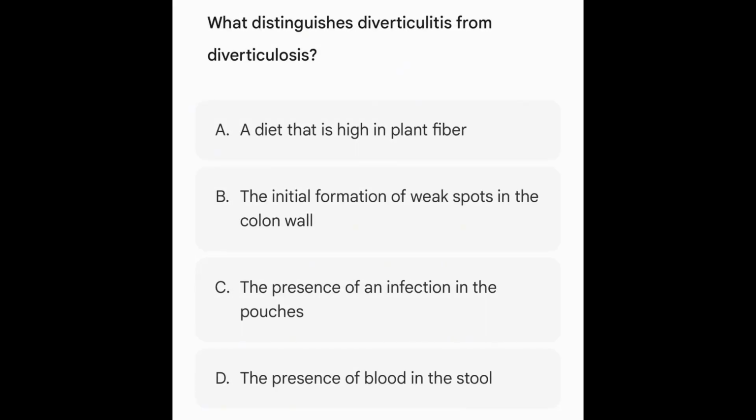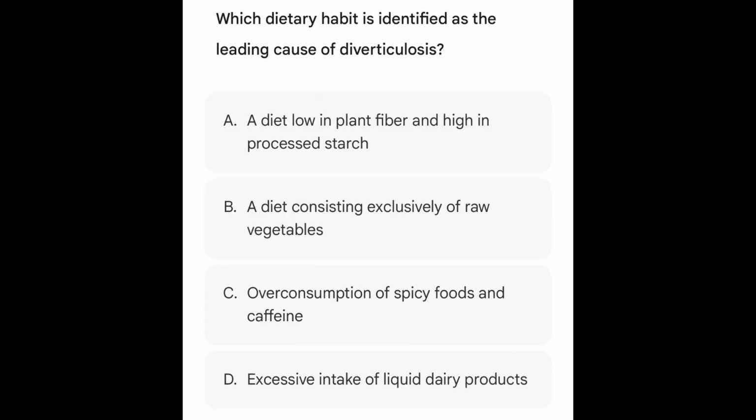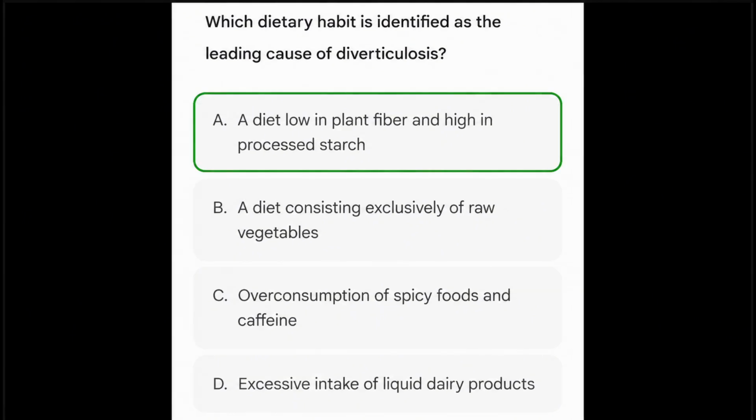Second question. What distinguishes diverticulitis from diverticulosis? The answer is presence of infection in the pouches. And last question. Which dietary habit is identified as a leading cause of diverticulosis? The answer is a diet low in plant fiber and high in processed starch.